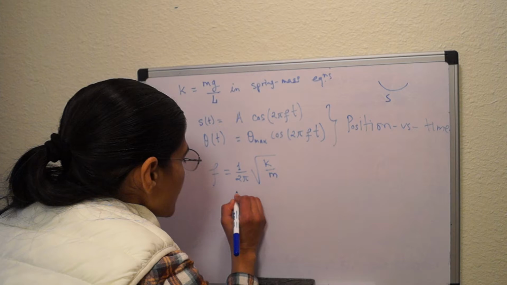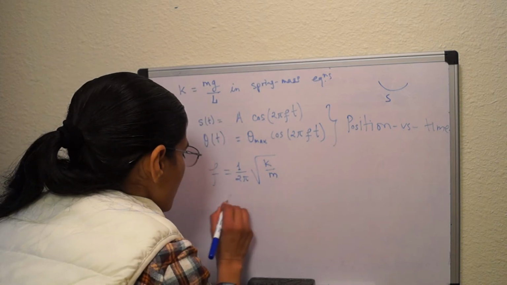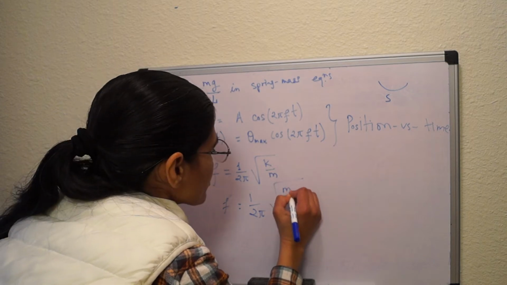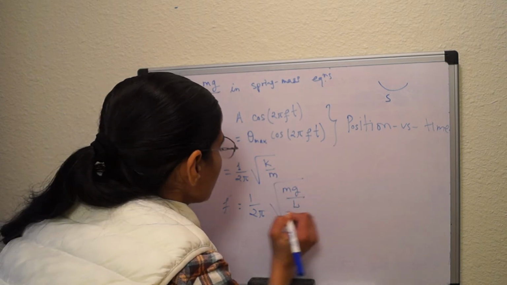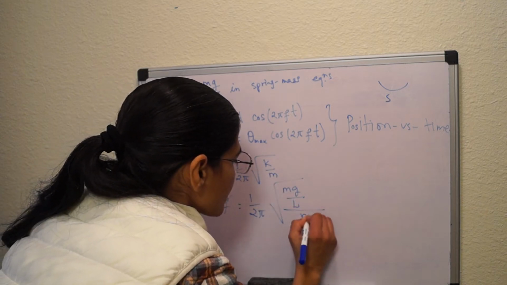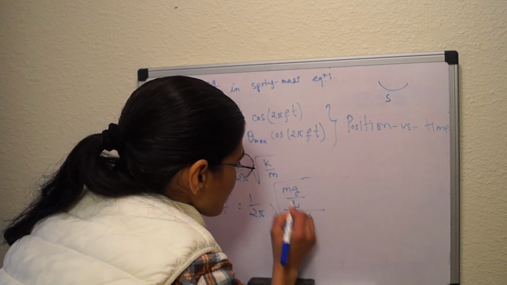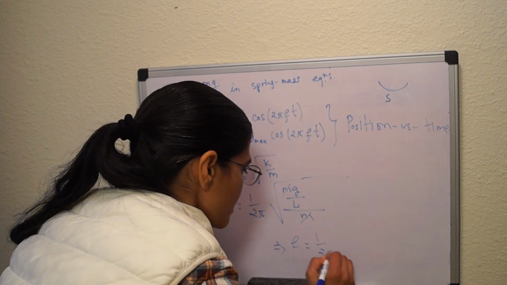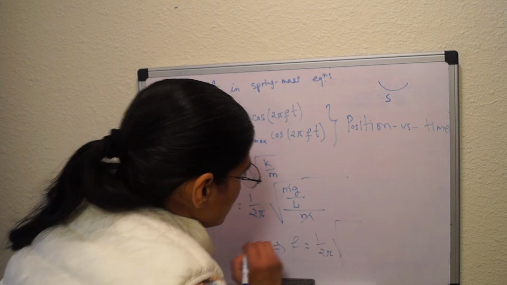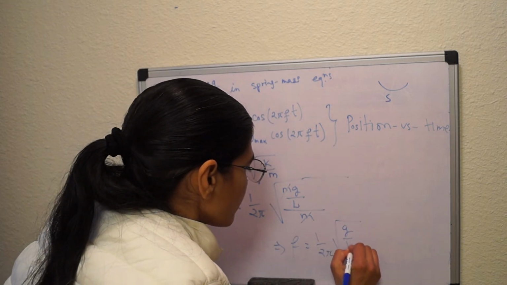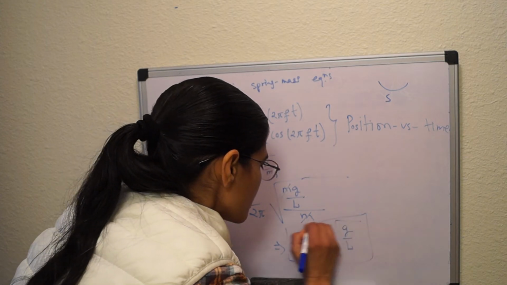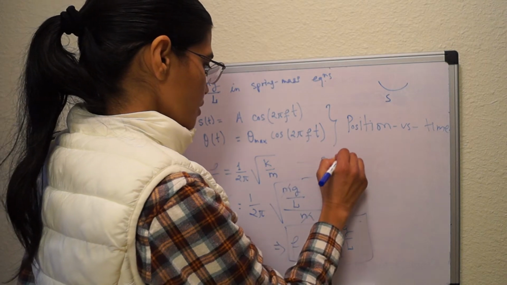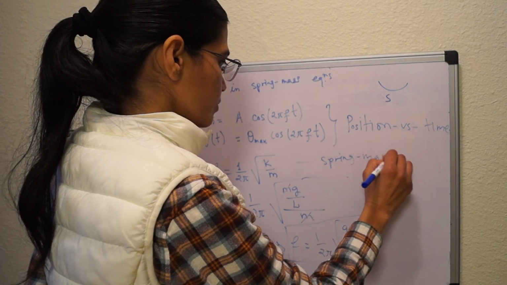Okay, so let's replace k by this quantity here. f equals 1 over 2 pi times the square root of, in place of k we write mg by L, divided by m. You see this m and this m get cancelled, so we end up with frequency equal to 1 over 2 pi times the square root of g by L, okay? Really very similar to what we had for the spring mass system.